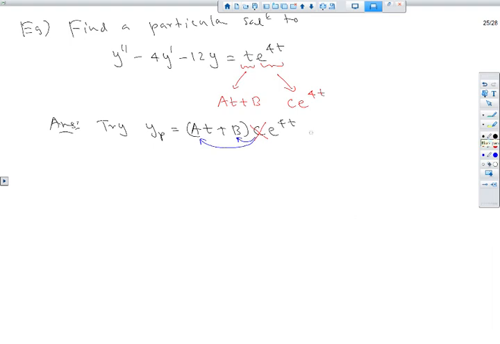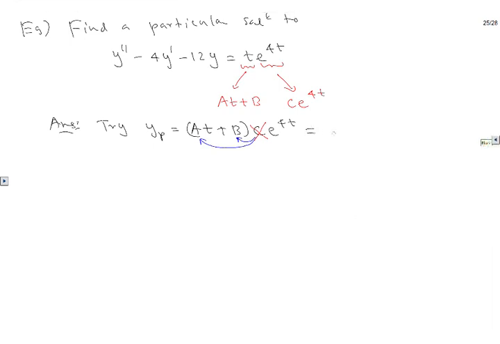So we ignore the c term, and we only write (at plus b) e to the 4t. The reason is c is already included in a and b, so we don't need that. So we only need to find two unknowns. That is what we normally write as the particular solution, or the guessing form, when you have a product like that. This same argument works for many other cases later.